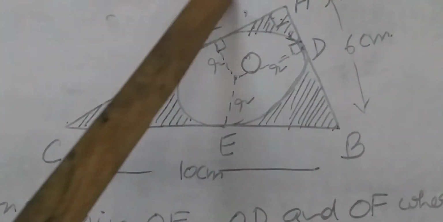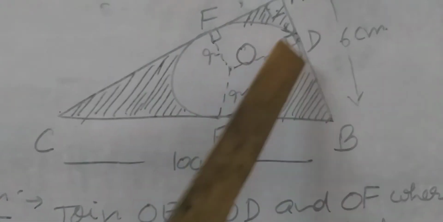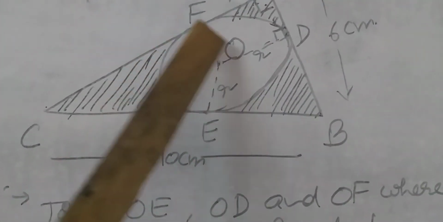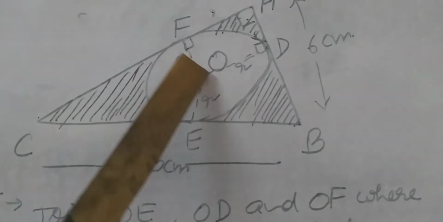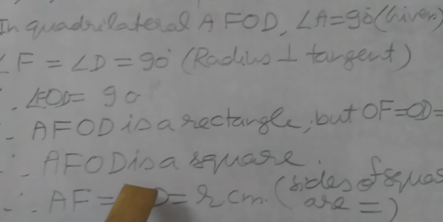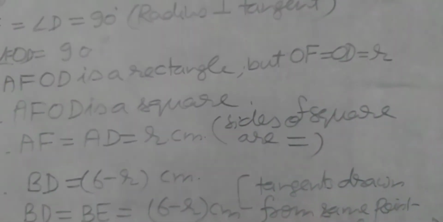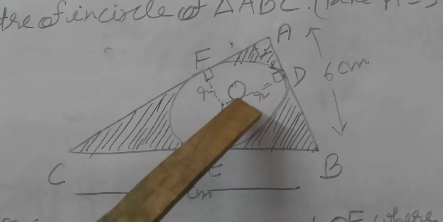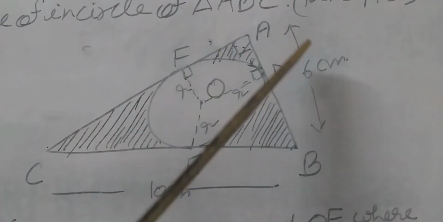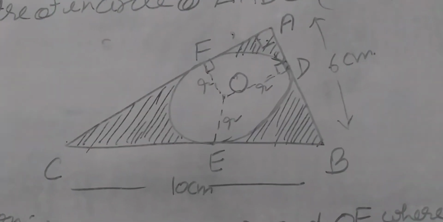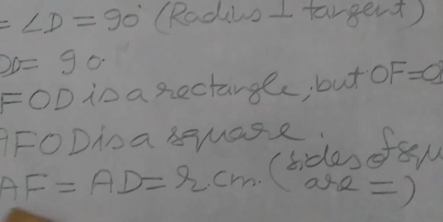AFOD is a rectangle, but OF equals OD, length equals breadth, students. So we can say AFOD is a square, correct? Because OF equals OD equals R, all sides of the square will be R. So AF equals AD equals R centimeter. Sides of a square are equal.